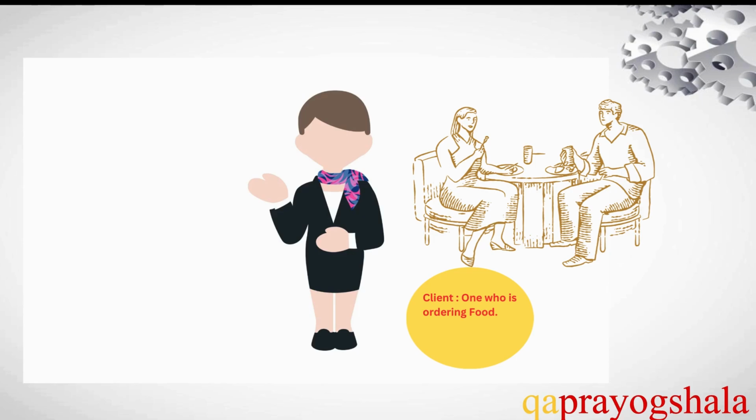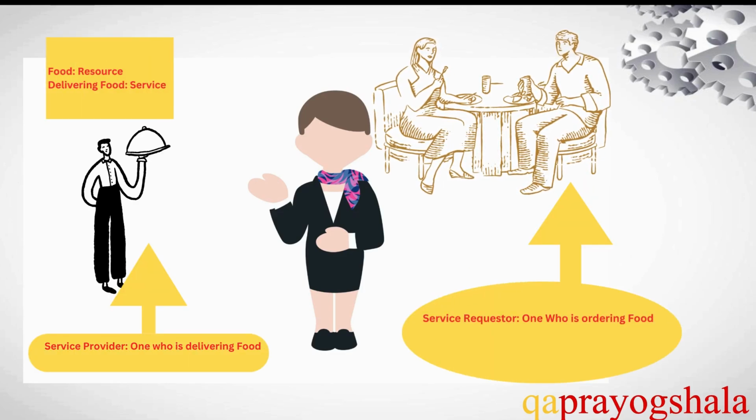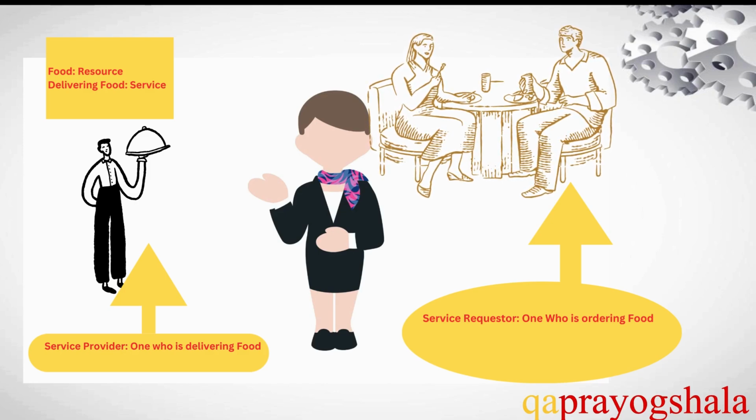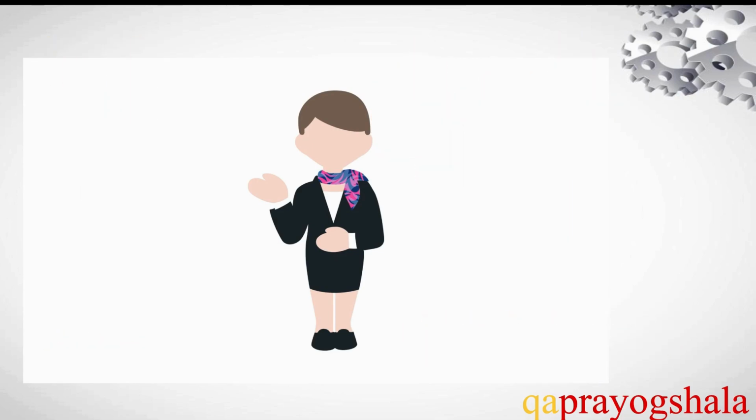That is you. There is a resource requester as well, that is again you, requesting for food. So here in this case, food is nothing but a resource. Delivering food at your table is nothing but the service that is being provided by a waiter. That is what they charge for, right? Again, there is a common language that is being understood by you and the waiter.